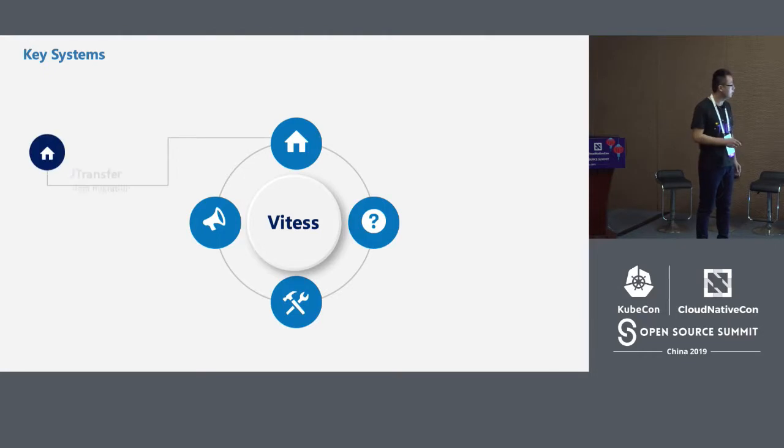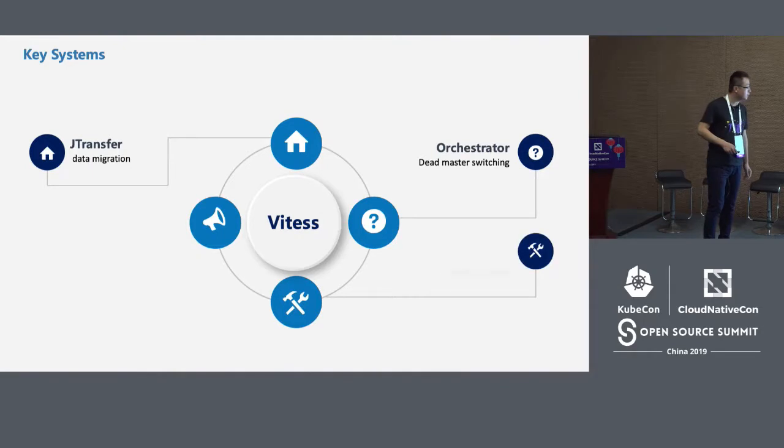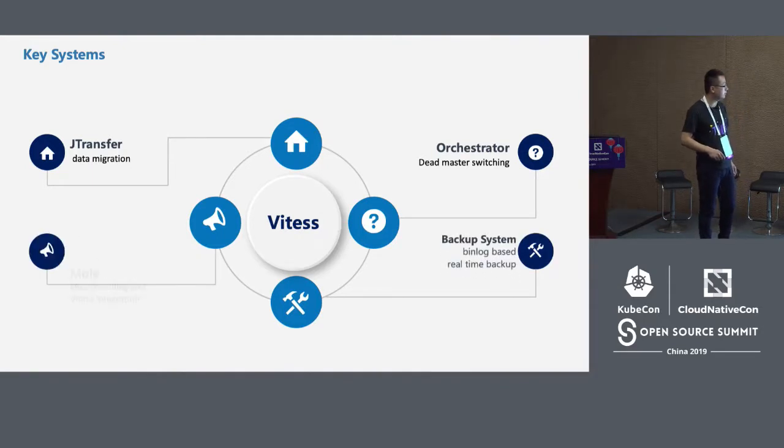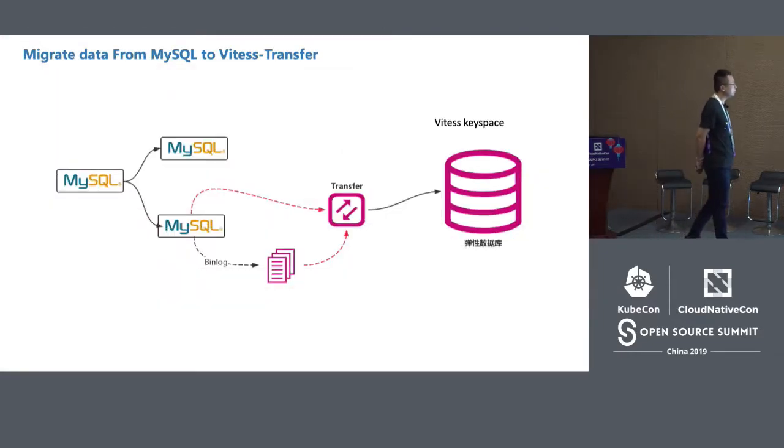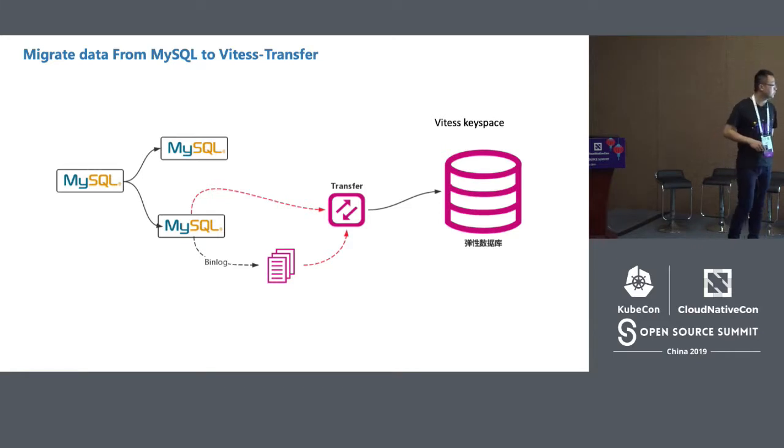In JD, there are four key systems. One of them is still under development, which is a backup system. Real-time backup is still under development. The third one is already applied online on a massive scale. I will focus on three services. The first one is JTransfer. What does it mean? Many of our previous services used MySQL directly, and now that Vitess is online, we are switching to Vitess to transfer some of our services.